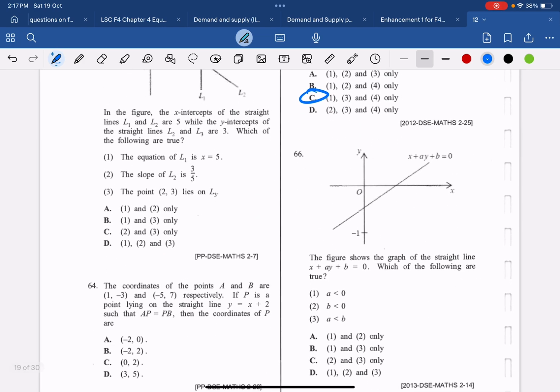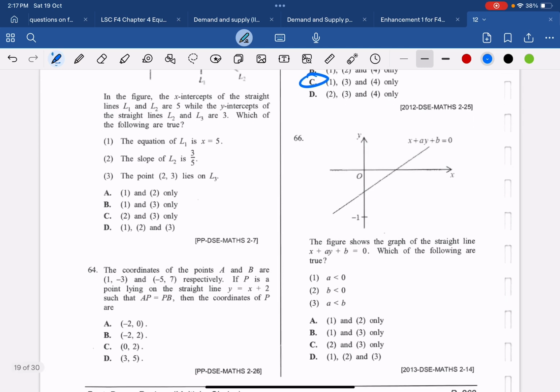And then let's go to question 66. Try to do it yourself first. And then let's see. This time the line is x plus ay plus b equals 0, and then it asks you which of the following is true. So again, I will check the slope first. This time the slope is negative 1 over a, and it's upward sloping, which means negative 1 over a should be greater than 0. So a should be smaller than 0.